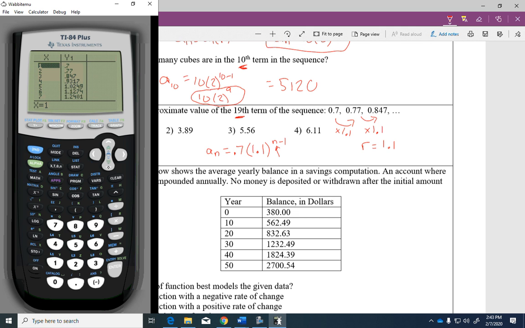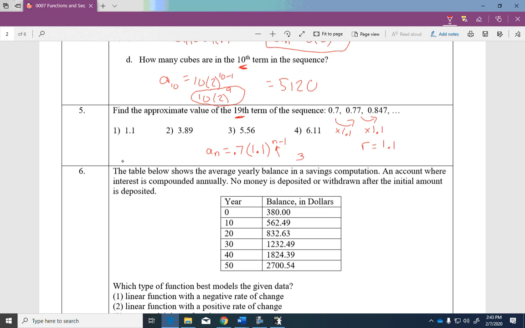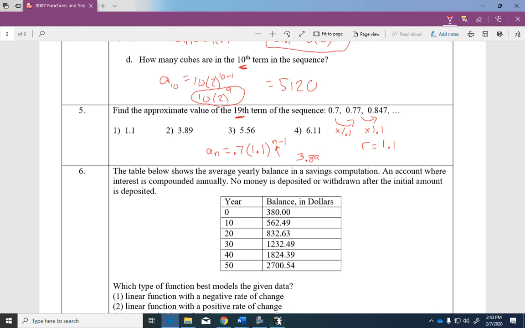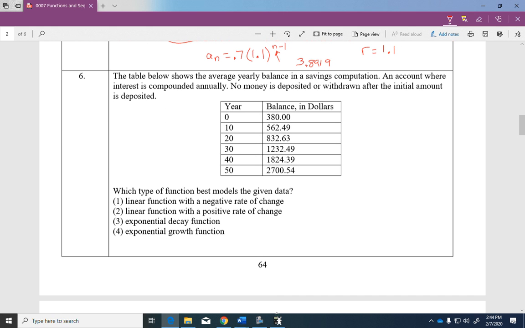We have the 0.7 as the first term, 0.77, 0.847. I'm pretty confident, so I'm going to go to my 19th term. The 19th term is 3.8919. It does say approximately, so I'm okay that I don't see the exact answer here, but I do see a 3.89.